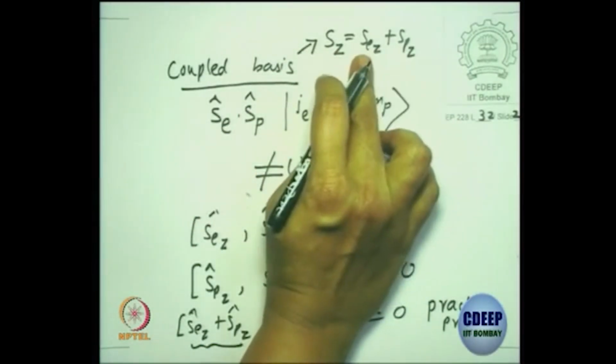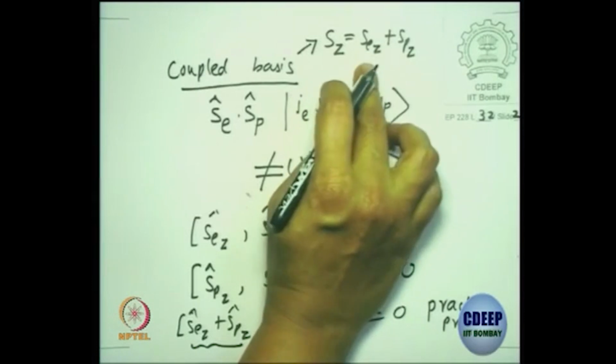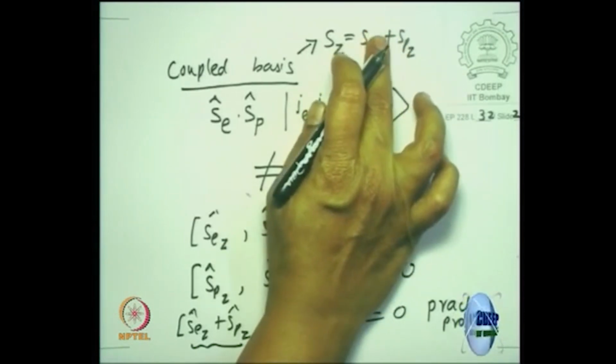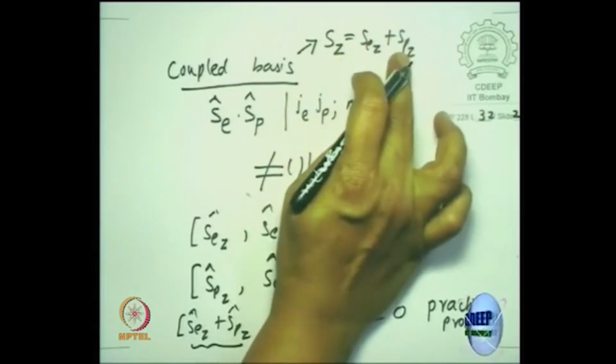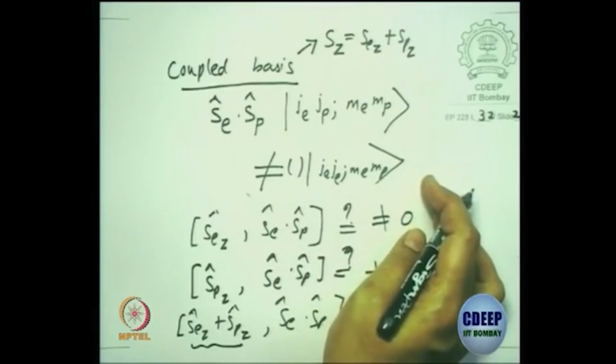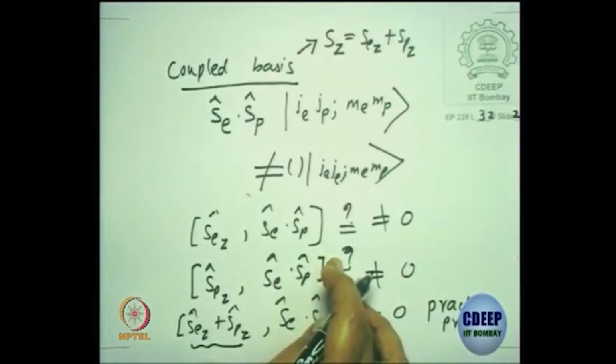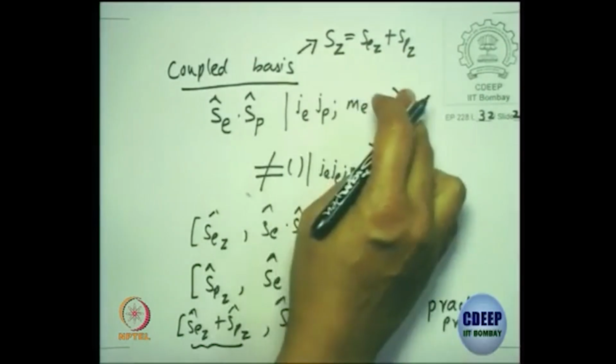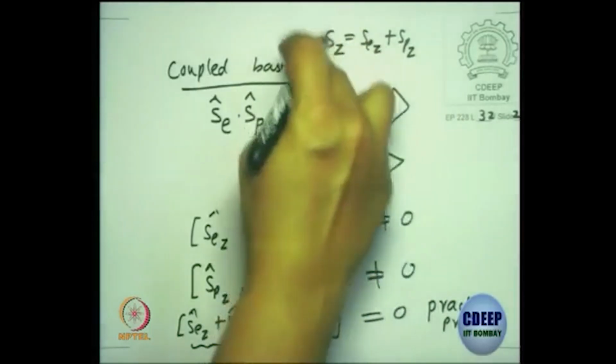It will operate on the electron state only, and it will be an identity operator on the proton state. And here it will be an identity operator on the electron state, and it will operate on the proton state. This you should remember: even though it is not written, this side is in the coupled basis.